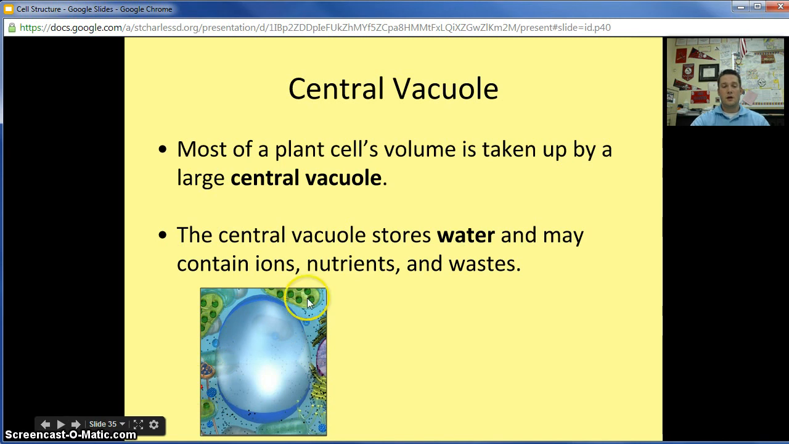Okay, here's kind of a cartoony picture of one, and it's really just a great big storage bubble, like I said. You can see some chloroplasts hanging around in here too, so we know it's a plant cell.